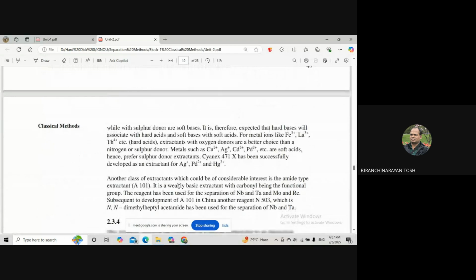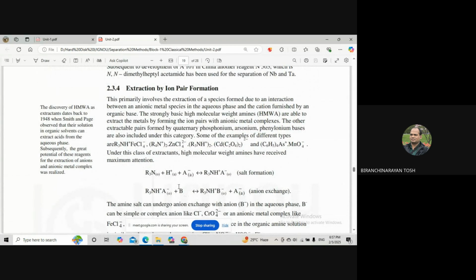Then extraction by ion pair formation. You have the amines. The extraction of species formed due to interaction between the anionic metal species in the aqueous phase and the cation furnished by the organic phase. The strongly basic high molecular weight amines are able to extract the metals by forming ion pairs with the anionic metal complex. The other extractable pairs formed by quaternary phosphonium, arsonium, and phenylarsonium bases are also included under this category. Some of the examples of different types are given here.